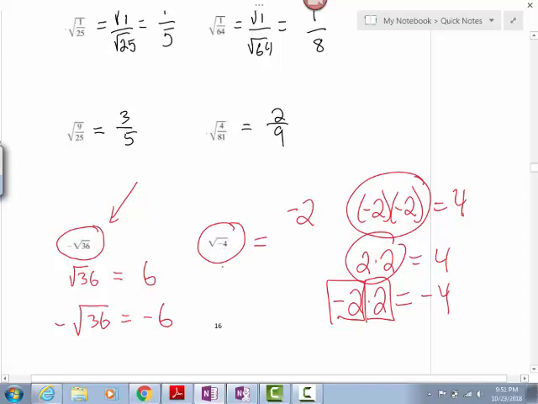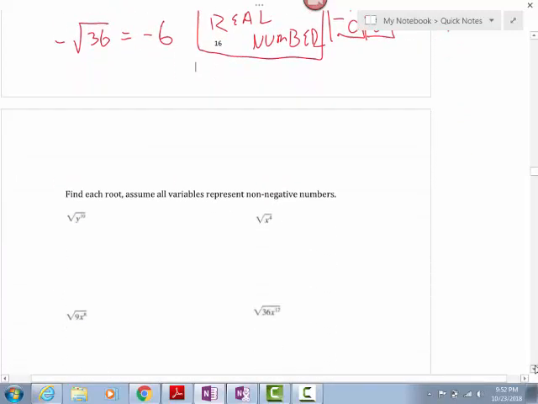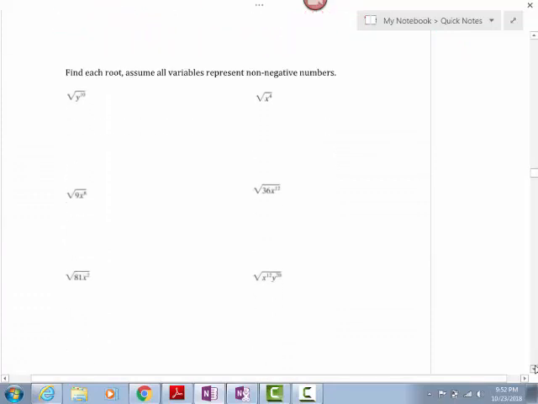So when we have the square root of negative 4, what we say here, this is not a real number. Okay. It's not that there's no solution, but we say it's not a real number. And in chapter 7, we're going to talk about how we take the square root of things like negative 4. Okay. So let me scroll down a little bit more. Okay, so now the next problem here says find each root, assume all variables represent non-negative numbers.